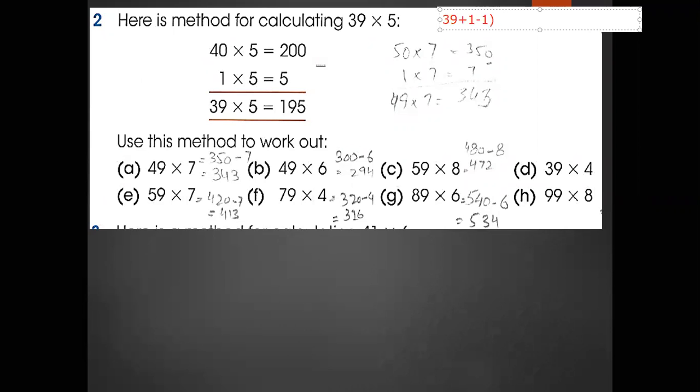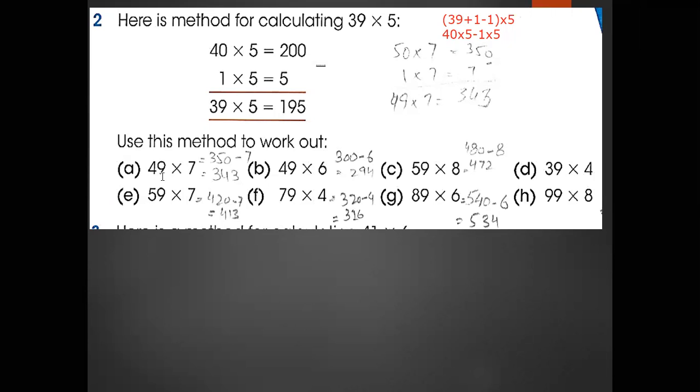So all of this we are multiplying with 5. Let's suppose this finishes: 39 plus 1 is 40, minus 1. They are all multiplied with 5. So first of all I multiply by 5 here and also multiply by 5 here. So 40 multiplied by 5 is 200, and 1 multiplied by 5 is 5. So we just subtract this, and we get your answer, that is 195.